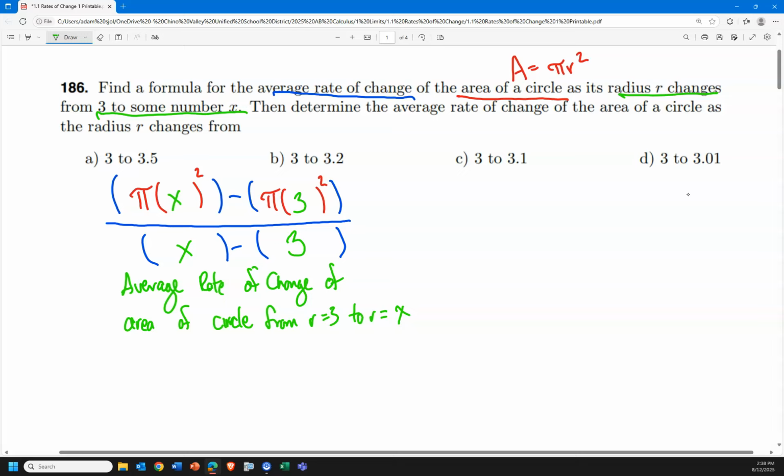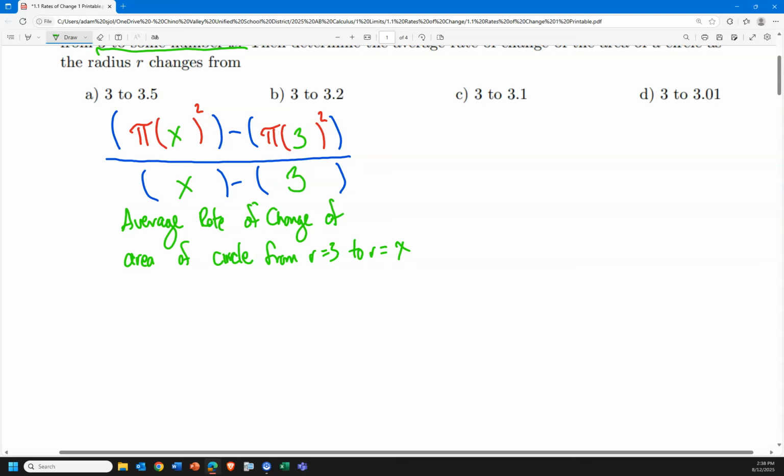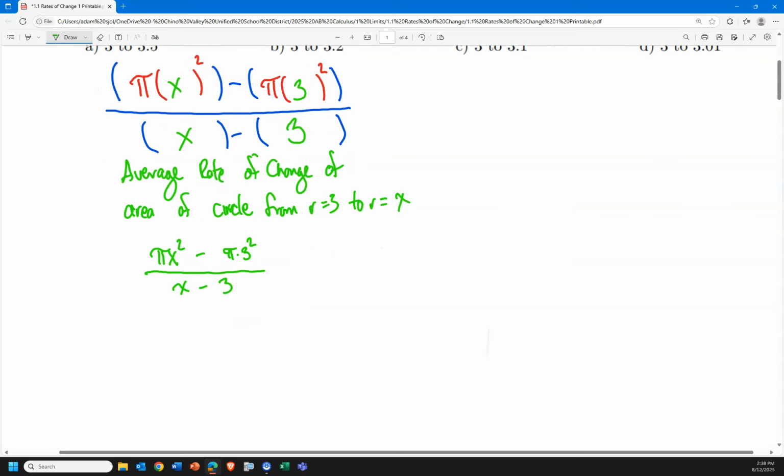Maybe I can even simplify a little bit. Let's say pi x squared minus pi times 3 squared, over x minus 3. I'm just going to leave everything as it stands, because I want to use a calculator, and if I'm using a calculator, I'm going to let it do everything for me. So that's my first bit.